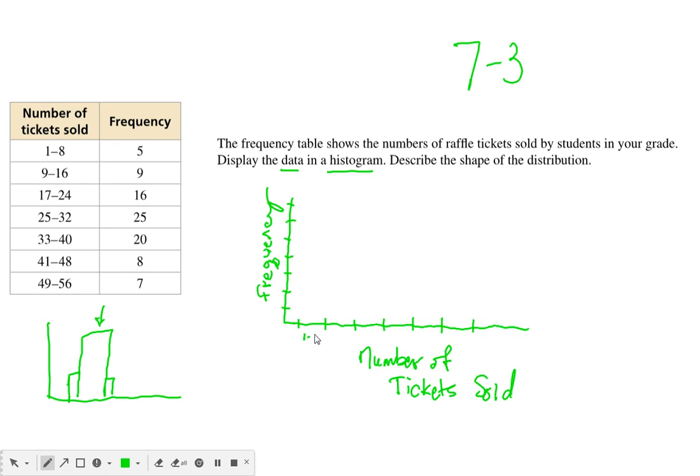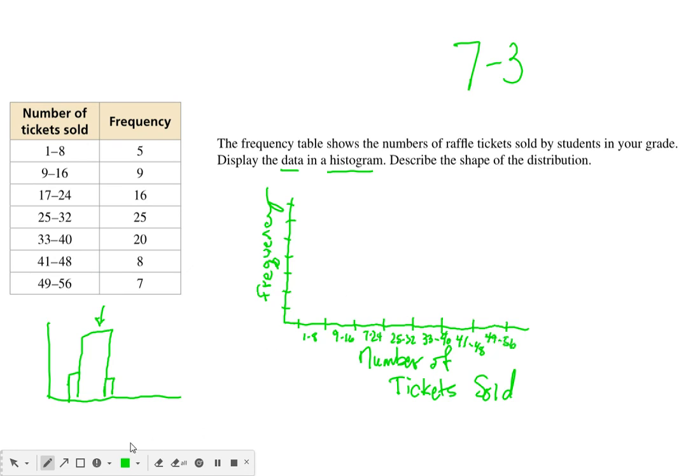So we're going to label this one 1 to 8. And then this one's going to be 9 to 16, and then 17 to 24. You don't have to label them like that. Instead, you could label the actual numbers in between here, but this is an okay way to label it as well. You get the idea as we keep going. This is 25 to 32, and it's a little bit of work to do this. 33 to 40, 41 to 48, and one more interval, 49 to 56.